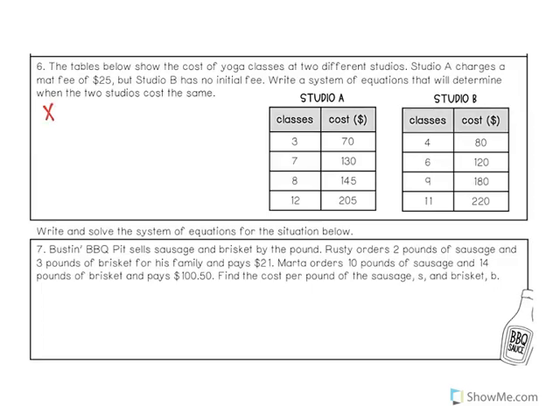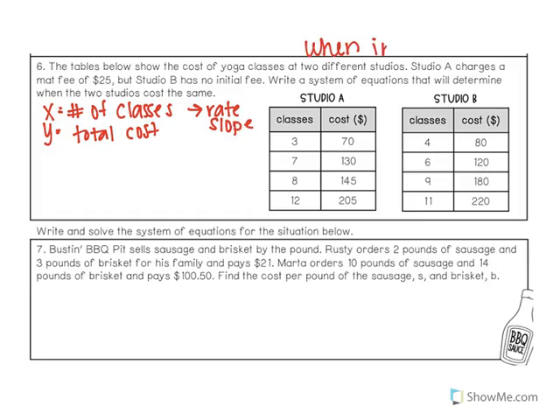So we have 2 things that we're talking about, our x and our y. Our x value is the number of classes, whereas our y is the total cost. So when we look at this, the number of classes represents a rate, which is our slope. We want to remember in this case, when in doubt, graph it out, so that we can find that slope. So in this case, we would find the slope for both of them.